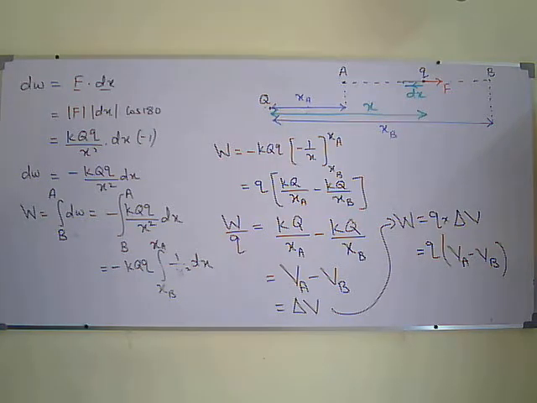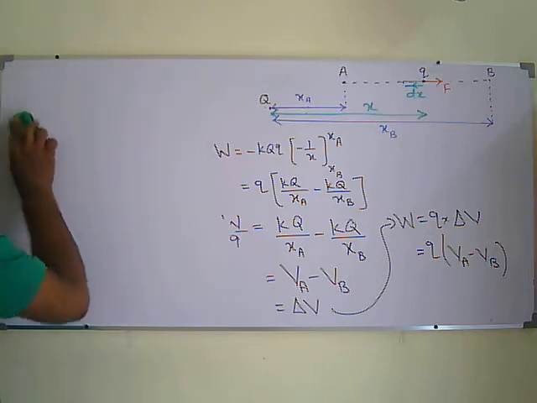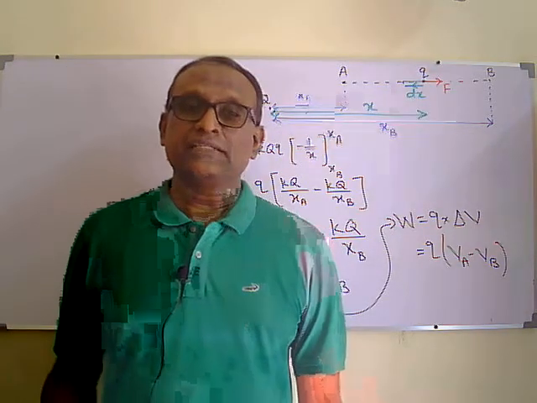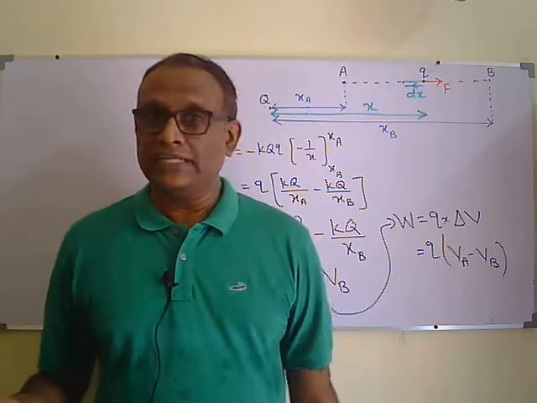Okay, so finally I can conclude this video lesson. The electric field is a conservative field. That means the work done when a charge is moving in an electric field does not depend on its path. It depends only on the initial and the final positions.